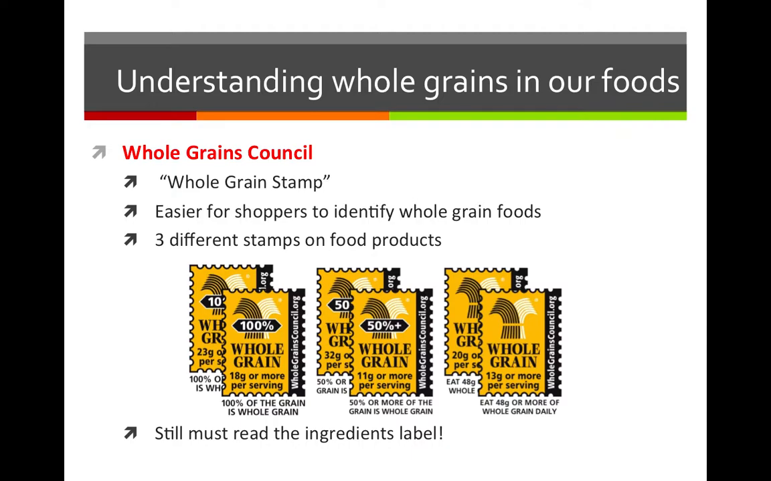Now, you may have seen these before. This is a voluntary program, and in order to obtain the right to use the stamp, the manufacturer must be a member of the Whole Grains Council. Then their product's whole grain content must be verified by the council. It then becomes a legal binding contract between the council and the food company that the company will manufacture food products with the designated amount of whole grains in them. Even with the stamp on a food product, you have to carefully check the ingredients label, as many whole grain products still contain lots of added sugar, fats, and sodium.